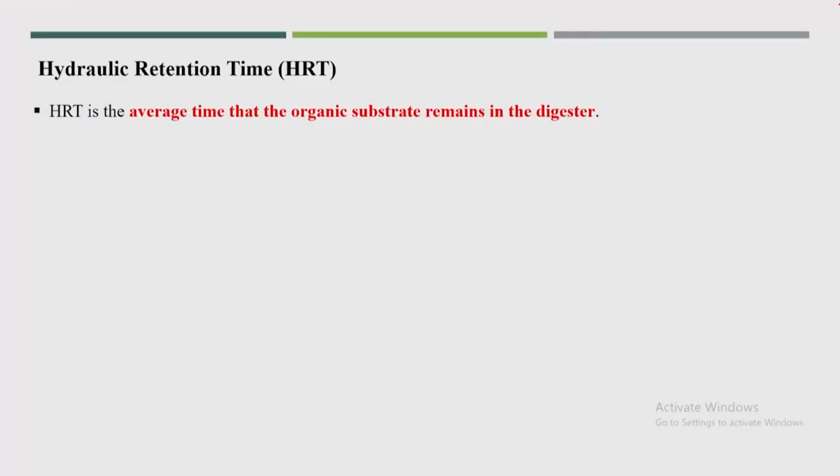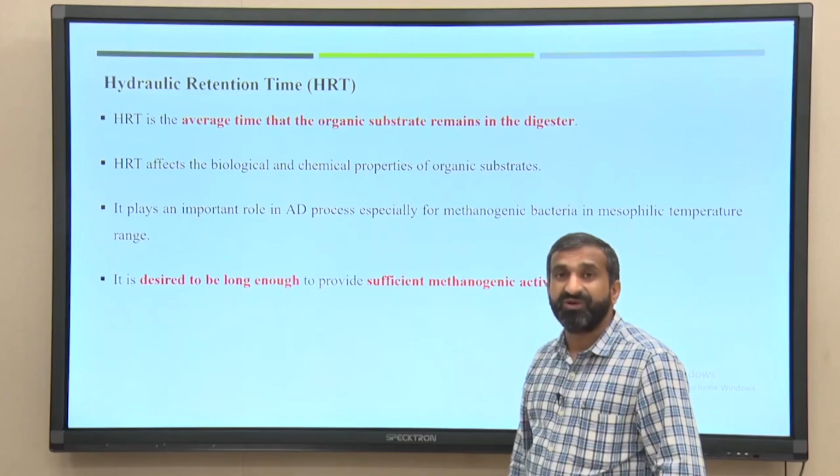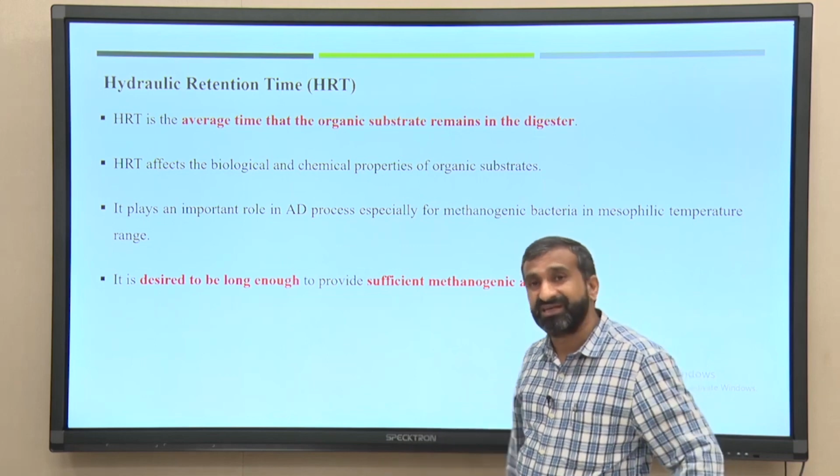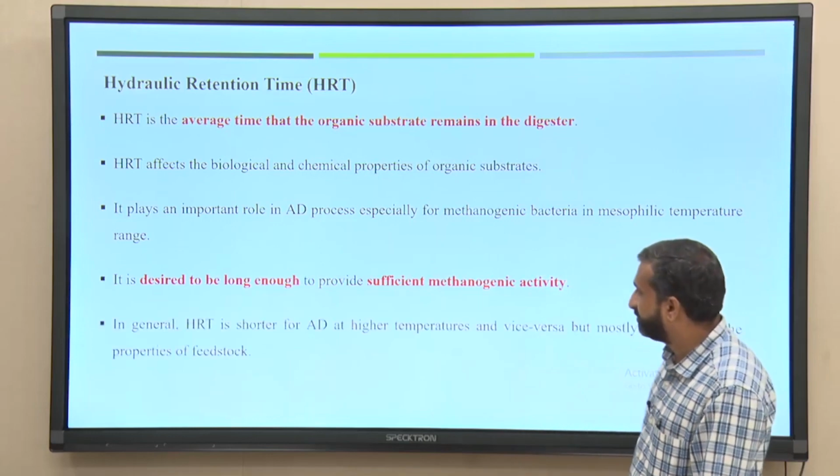Now, the next parameter is hydraulic retention time. So, HRT is the average time that the organic substance remains in the digester. HRT affects the biological and chemical properties of the organic substrate. It plays an important role especially for methanogenic bacteria in the mesophilic range. It is desired to be long enough to provide sufficient methanogenic activity. But there is another problem: if you have a long or large HRT, your reactor size requirement will be more.